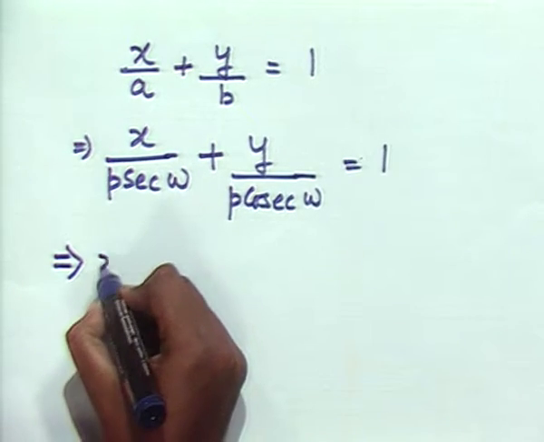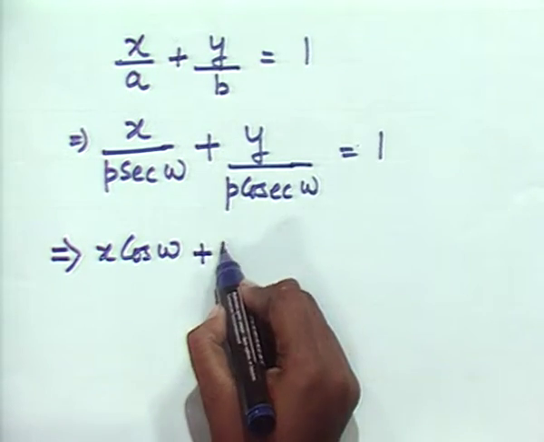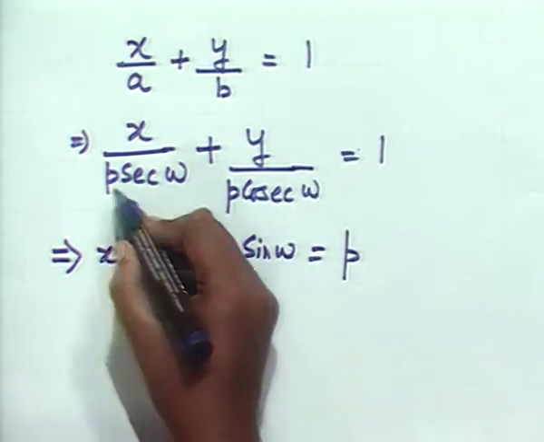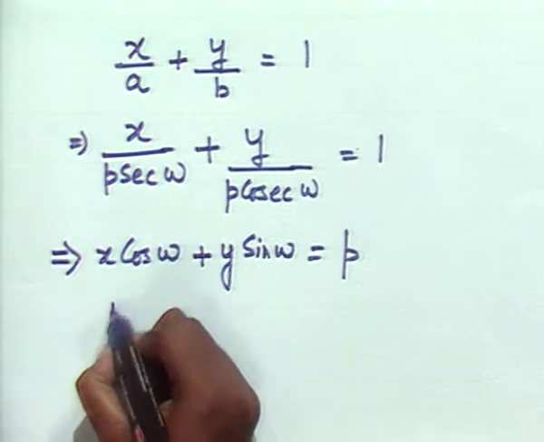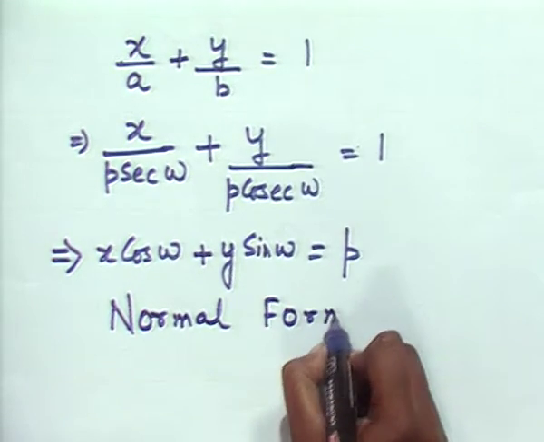This implies that x cos omega plus y sin omega is equal to P. We have taken P to the right hand side. Now, this is called the normal form of equation of a straight line. This form is quite useful when the perpendicular distance from the origin to a line is given or it is to be found. Now, here is a problem.